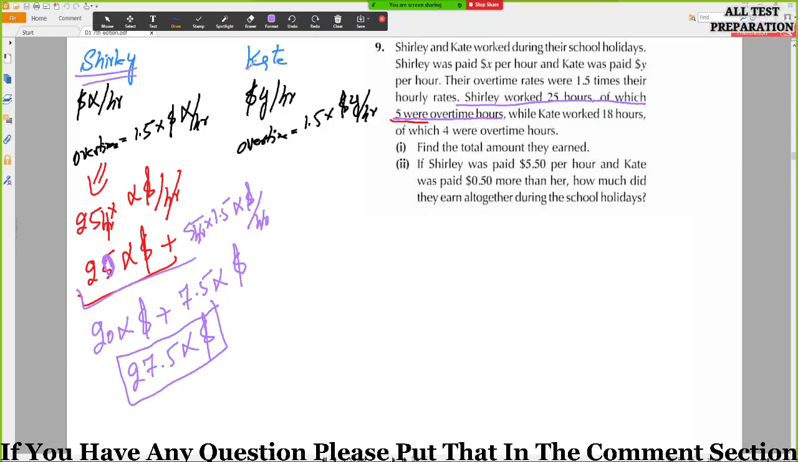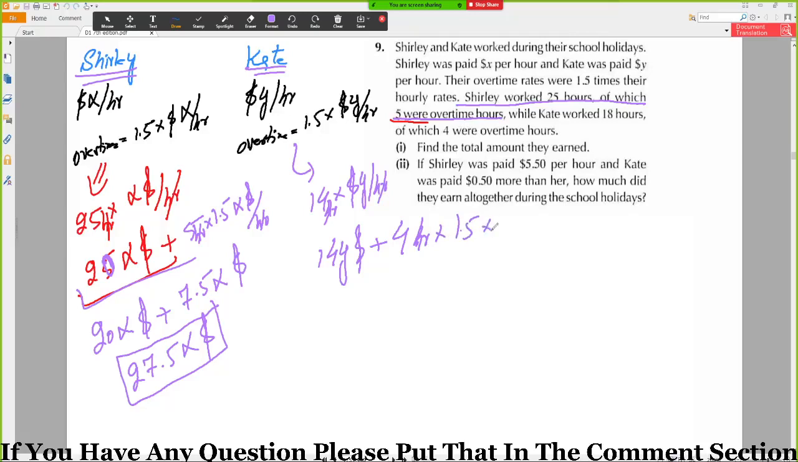Now let's come to this one. So this person worked 18 hours, of which 4 were overtime hours, so this will be 14. 14 times y per hour. This hour will cancel with this hour, so you will get 14 y US dollar plus overtime. How much is the overtime? 4. So 4 times 1.5, what does that give? That is 6. So 14 plus 6 is 20.